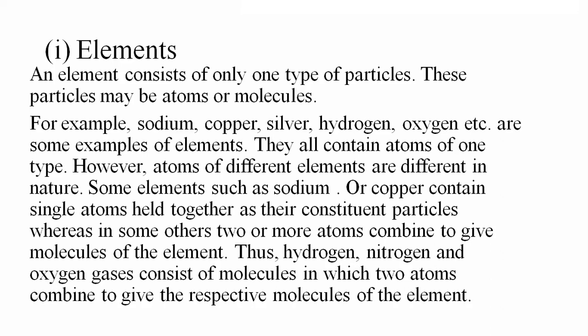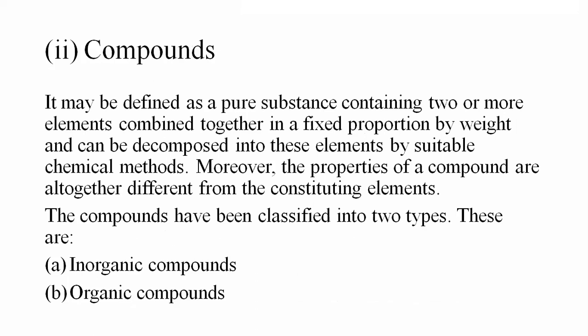This we will study in depth in another theory, which we call Dalton's atomic theory. Whereas in some others, two or more atoms combine to give molecules of the elements. Example, two hydrogen atoms combine to give a hydrogen molecule. Two nitrogen atoms combine to give a nitrogen molecule. See, the molecule also contains the same atoms. So hydrogen H2, two atoms of hydrogen. Nitrogen N2, two atoms of nitrogen. Oxygen O2, two atoms of oxygen. They consist of molecules in which two atoms combine to give the respective molecules of each element.